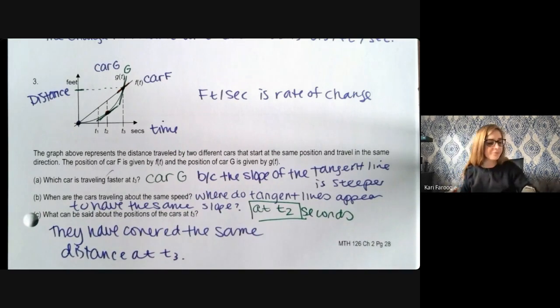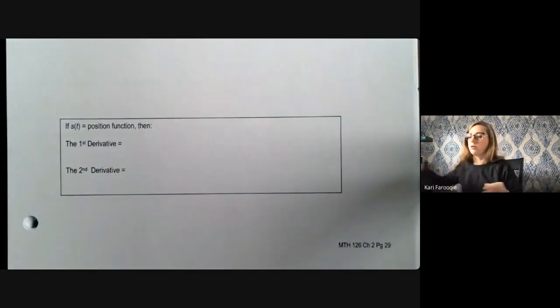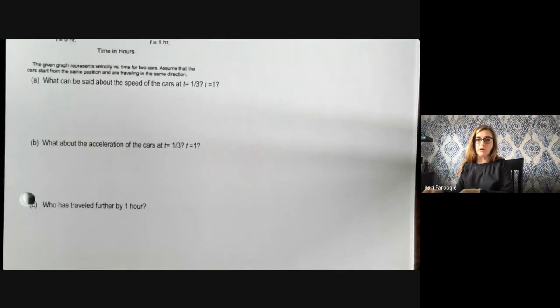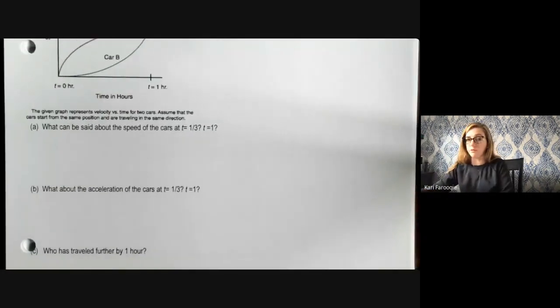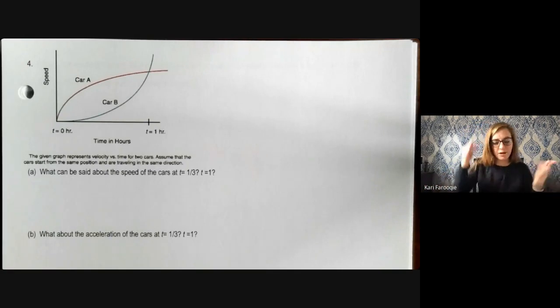Okay. Wonderful. Now we're going to do something like that, but we're going to do it with a little bit of a different type of graph. This time, instead of talking about distance over time, we're going to talk about speed over time, which I think you have to sort of shift the way that you're thinking about this.